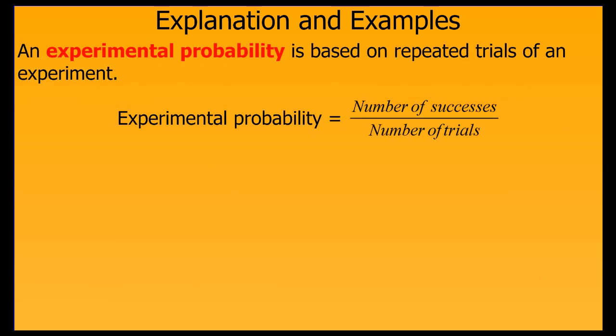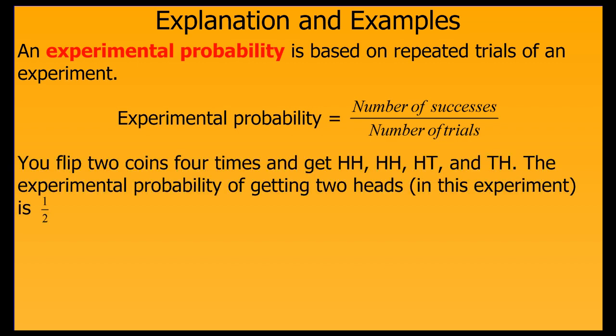An experimental probability is based on repeated trials of an experiment. Its formula is number of successes divided by number of trials. So if you flip two coins 4 times and actually get heads and then heads, heads and then heads, heads and then tails, and tails and then heads, the experimental probability of getting two heads in this experiment would be 1/2.